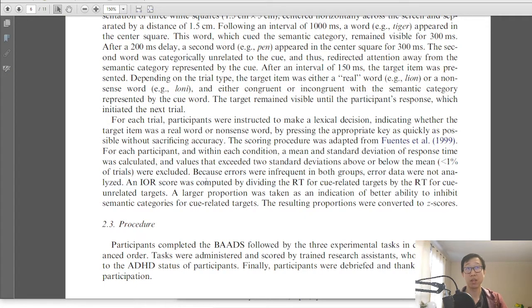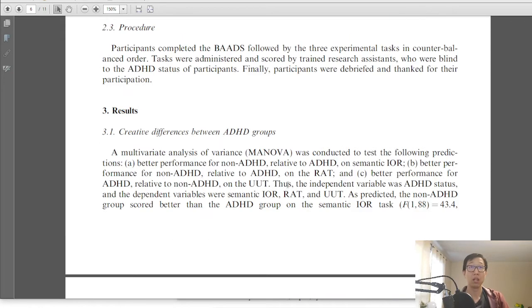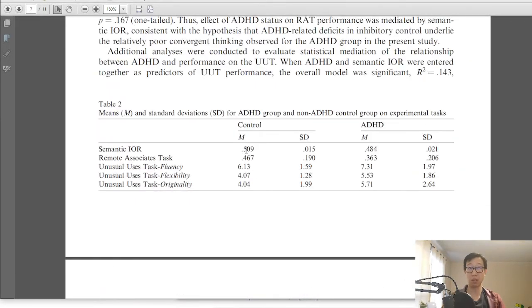Okay, and then there's a way to quantify the results of that. Now, the results here I think are pretty cool. So semantic IOR, which tests in some way the ability of the participant to inhibit responses. The control group had one score, and we can see that the ADHD group had a lower score. And the authors explain quite a bit that this is a statistically significant difference.